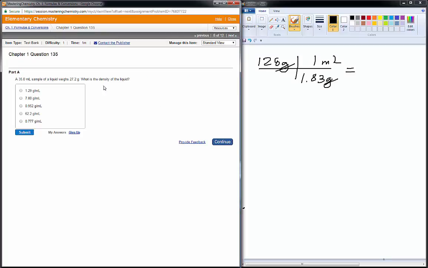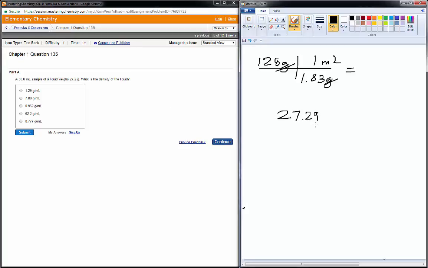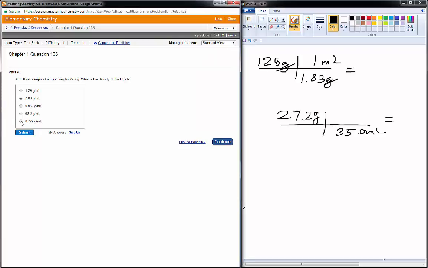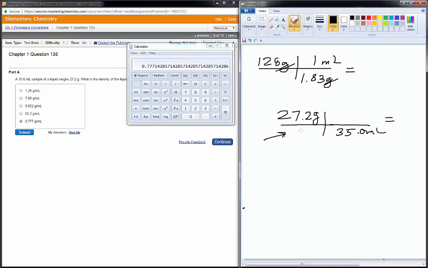Next, same story. If I ask for the density and I give grams and I give milliliters, you don't even have to know the formula. You can just look at my answers and see, hey, they're all given in units that have grams divided by milliliters. That must mean I should take my grams and divide them by my milliliters. 27.2 grams, 35.0 milliliters equals 0.778 grams per milliliter.